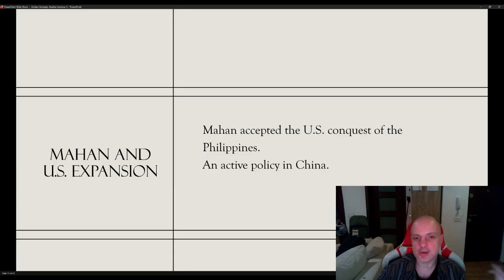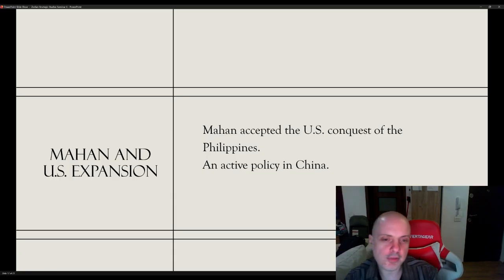So you see several examples of policies besides the Caribbean in Philippines. The United States during the war with Spain was portrayed as a liberator. Then it entered into the Philippines. It transformed the Philippines into a colony, and in the Philippines there was a lot of resistance movement, and Mahan supported that.